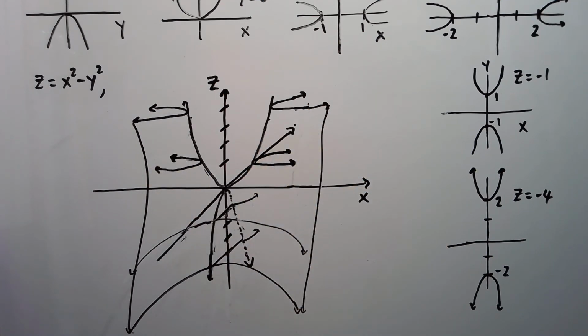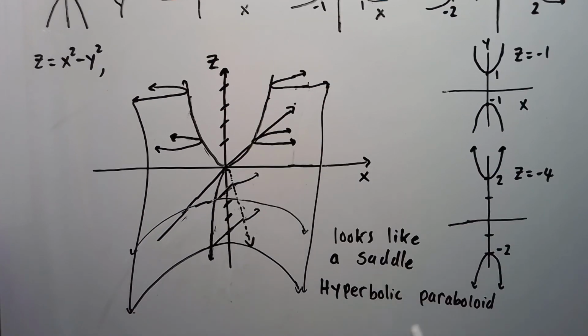Okay. So again, it looks like a saddle, but the proper name for it is called a hyperbolic paraboloid. Okay. So we're done with this question then, and we're done with the section also. So let's leave it there, the video.